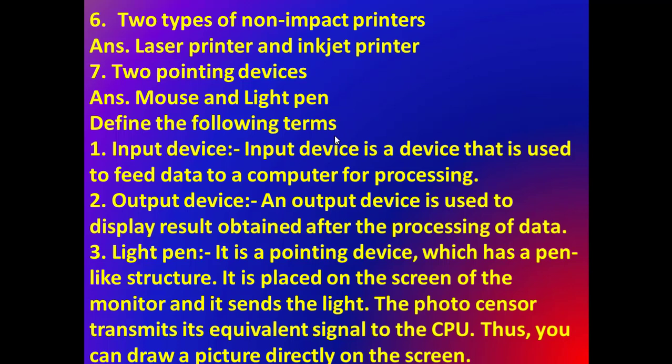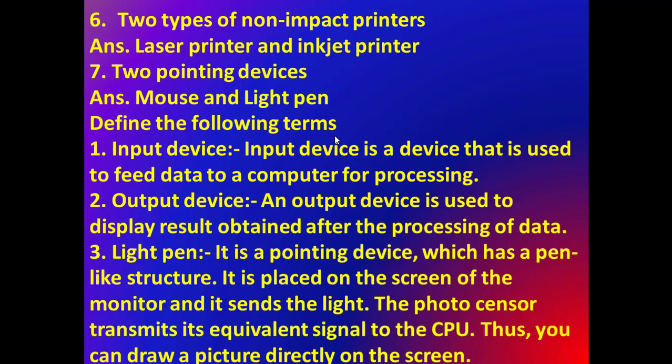Define the following terms. Input device. An input device is a device that is used to feed data into a computer for processing. Output device. An output device is used to display the result obtained after the processing of data.